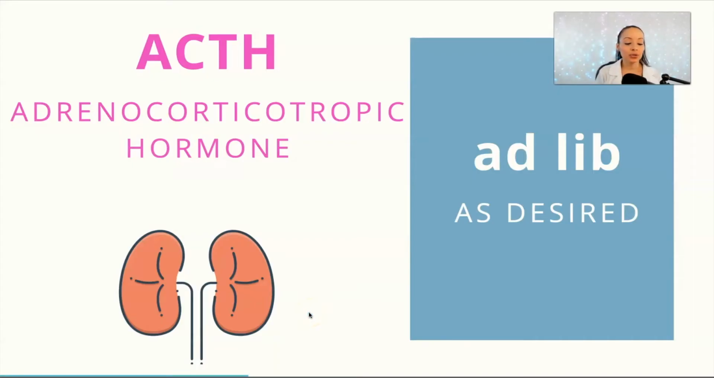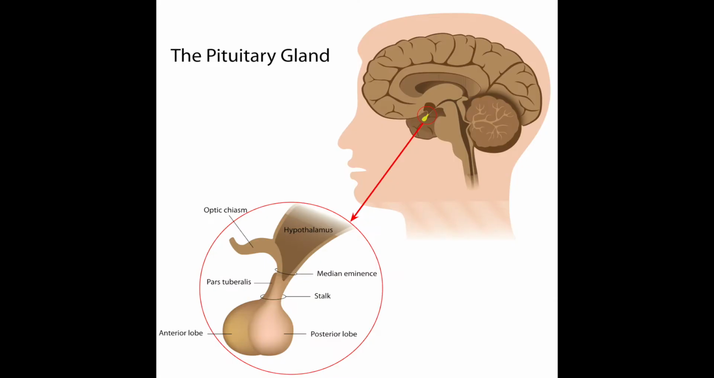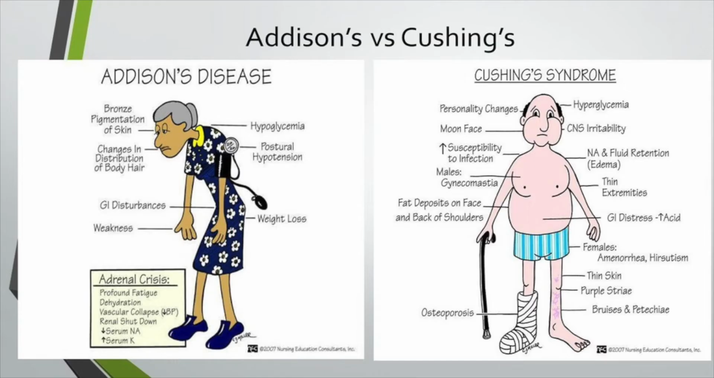ACTH is adrenocorticotropic hormone, and it's a hormone produced by the anterior pituitary. And ACTH regulates cortisol and androgen production, and diseases associated with ACTH include Addison's disease, Cushing's syndrome, and Cushing disease.